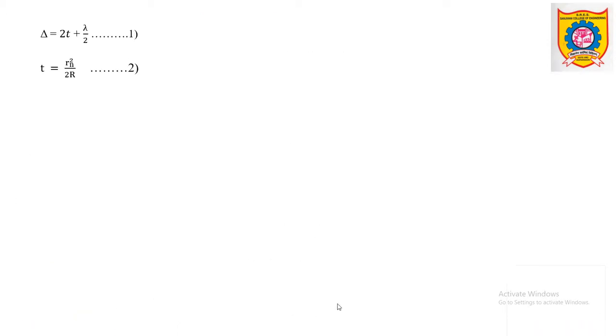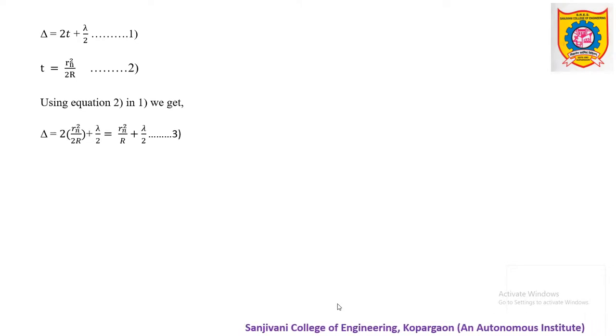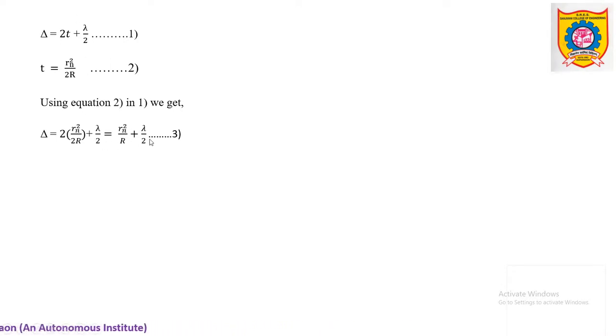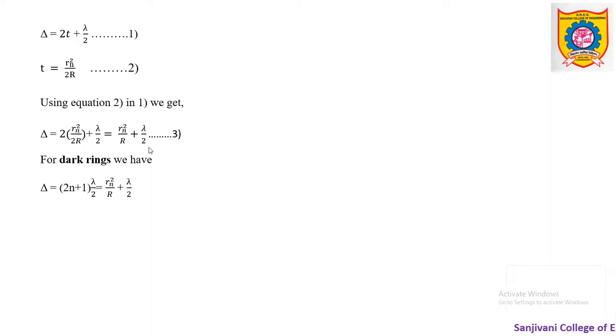So let us continue with these two equations. Let us put t in equation 1. We get delta is equal to twice into this value of t plus lambda by 2, which becomes Rn square by R plus lambda by 2. Now using this delta, we can obtain the conditions of either dark or bright rings.